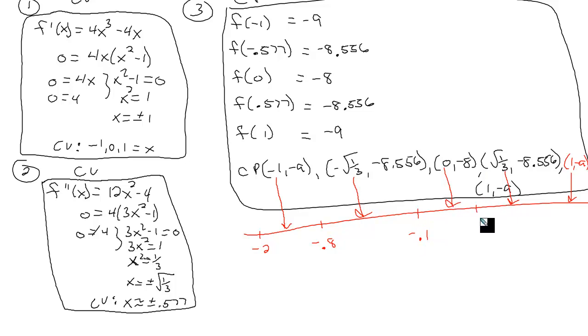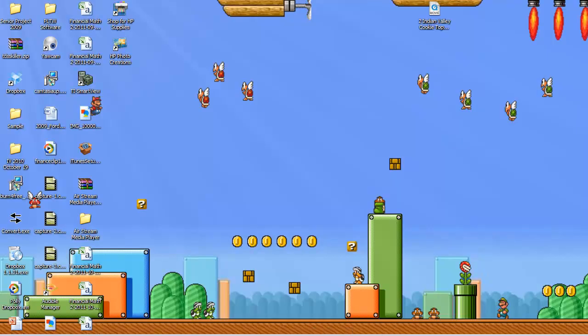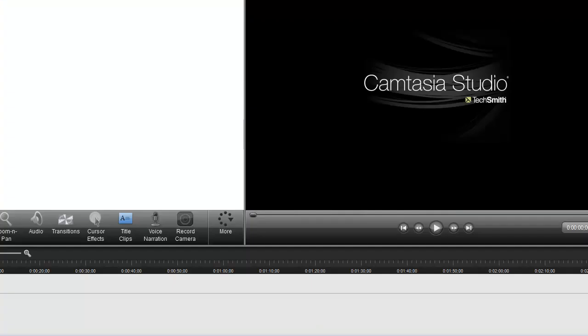Between that and 0, perhaps -0.1. Between 0 and this, we're going to say +0.1. Between 0.577 and 1, let's go 0.8 again, and to the right of this, 2. Gotta take all those ungodly numbers and put them into our calculator.